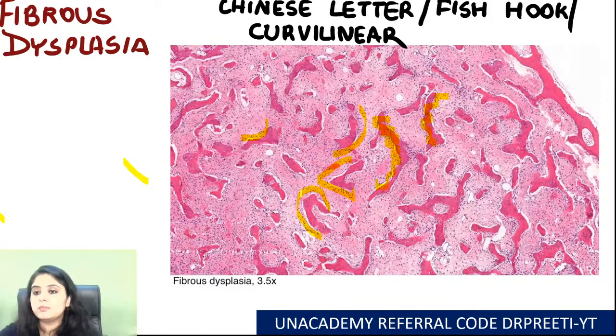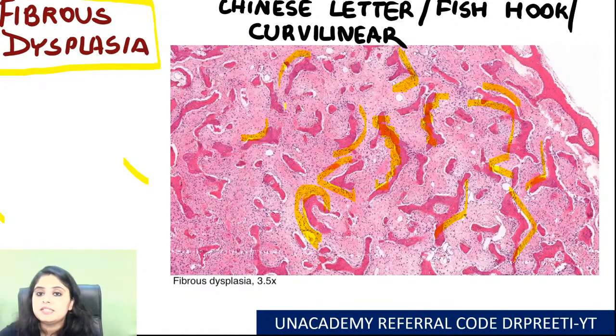Some of them are C-shape. Some of them are like a fish hook. Then they have different letters that they are trying to make. Curvilinear. So many names have been given to them. This is a case of fibrous dysplasia. So this is a kind of a maturation defect, and you will see that the bony trabeculae have this curvilinear pattern. So you can call it curvilinear, or you can call it fish hook because it is forming these C-shaped bony trabeculae. Some people also call it Chinese letter appearance.